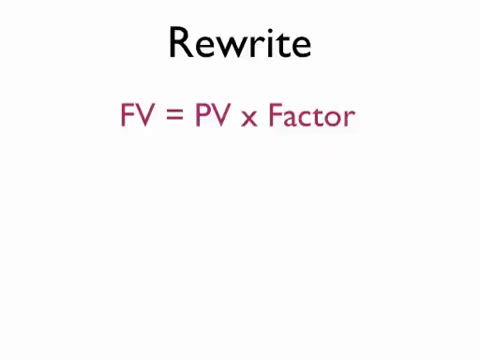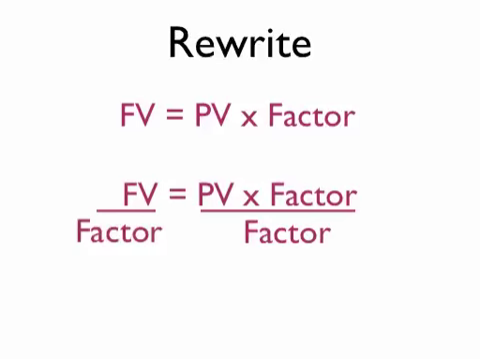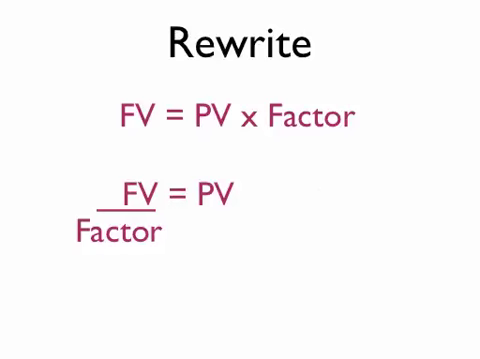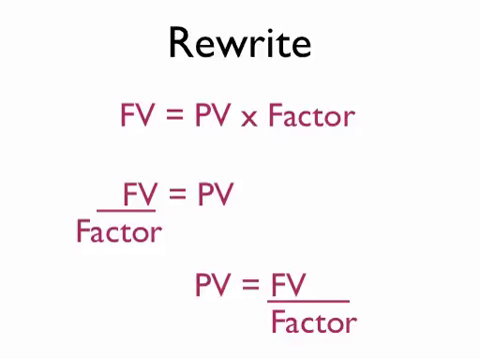All right, here's the way we could rewrite this. Future value is equal to the present value times the factor. The factor, once again, is 1 plus r raised to the power of n. We could rewrite this simply by dividing both sides by the factor. If we do that, we can cancel those two, and that would end up being the present value is equal to the future value divided by the factor.